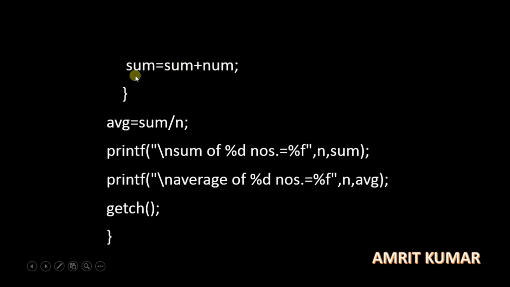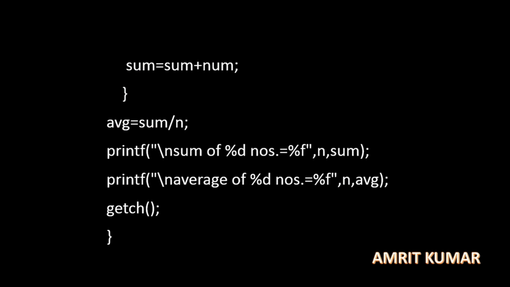So sum is going to store 15 now. And suppose the user again enters a number for the summation, suppose you give the number 100. What sum contains now is 15. So 15 plus 100 is 115, and that is going to be stored here. So this is how it works.